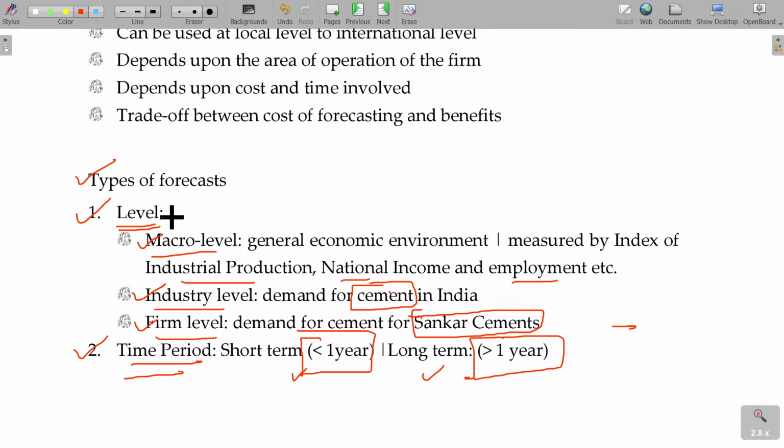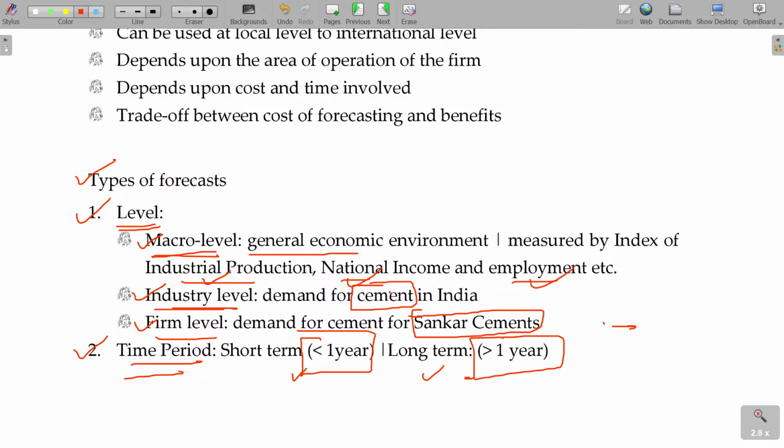What could be the quantity demanded for Sankar Cement is called firm level. What could be the quantity of cement consumed at the national level? It means it's not only Sankar Cement. So you have to put together all the cement companies here, and that will come under industry level. Macro level is nothing but industrial production, national income, employment. Everything will be taken.